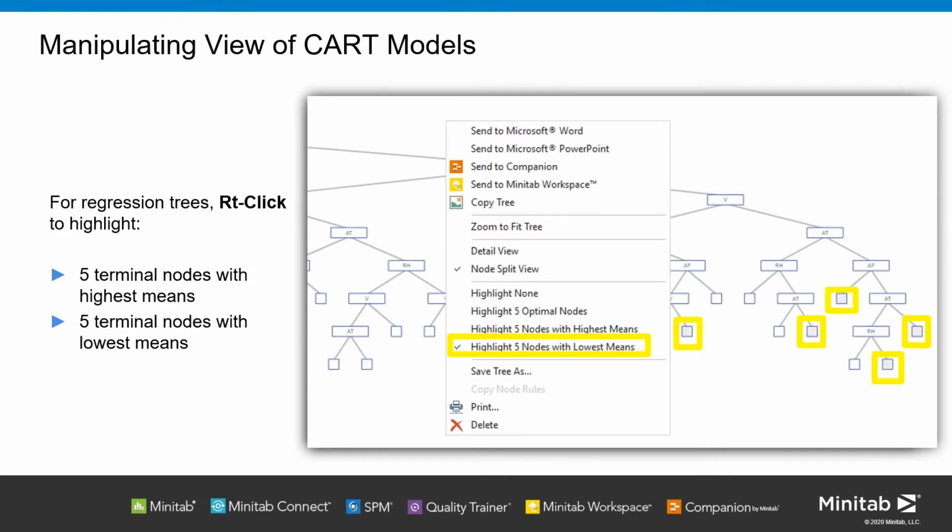So if our objective is to minimize our outcome or response variable, this could quickly help us identify what rules we need to implement to get us there. And of course, we can right-click on any individual node to copy the rules that will lead to that specific predicted value.